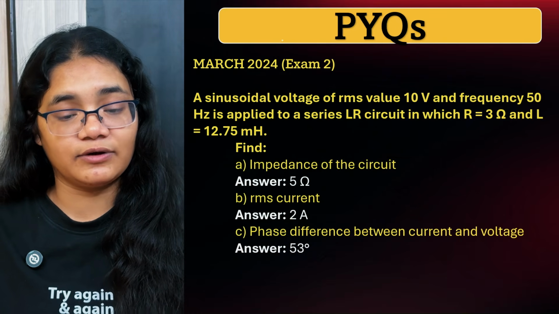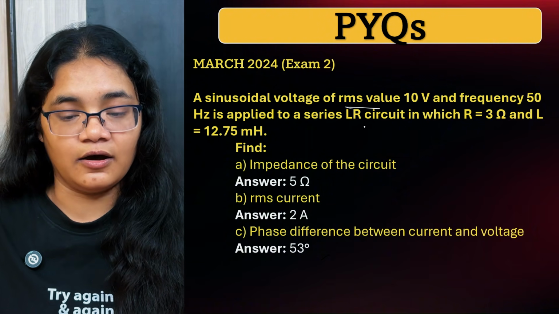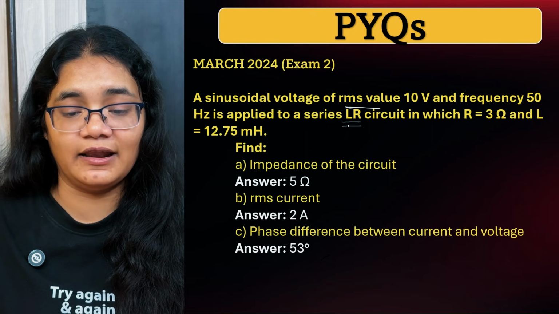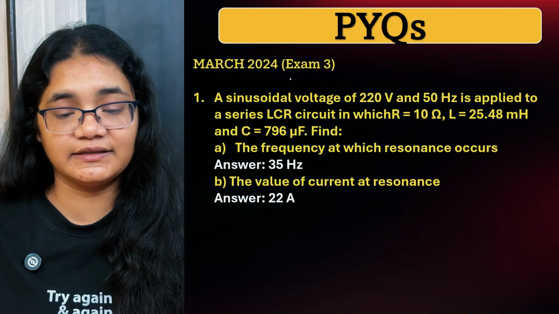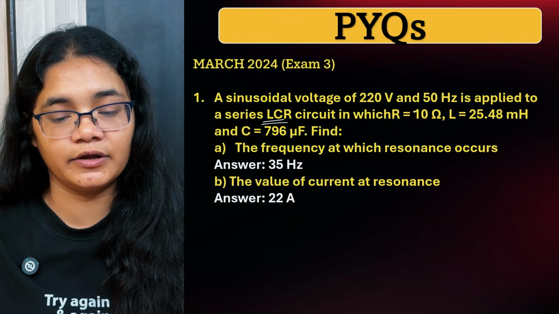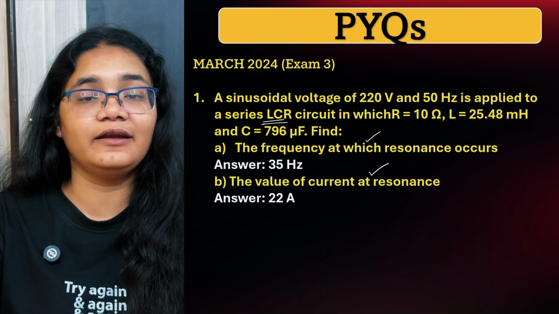Then March 2024 examination 2, similar question: sinusoidal voltage of RMS value of 10 volt and frequency 50 Hz is applied to an LR circuit. Next, we have examination 3 also. The LCR circuit was asked, and you have to find out here the frequency at which the resonance occurs and the value of current at resonance.